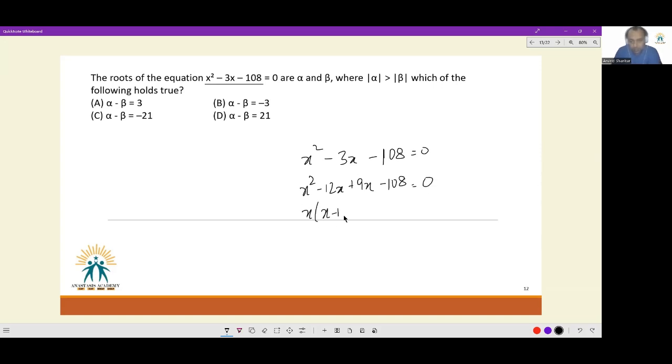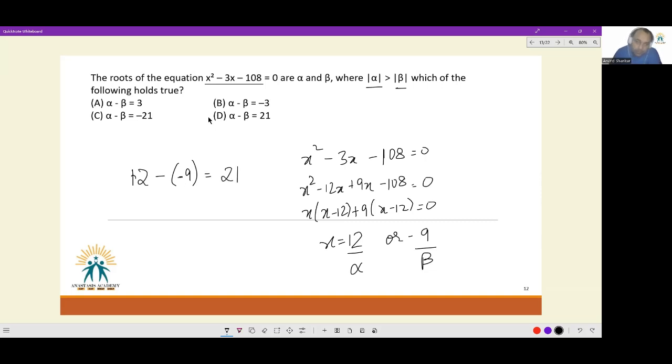x times (x minus 12) plus 9 times (x minus 12) is equal to 0. So x is equal to 12 or minus 9. These are the two potential values. We are told mod alpha is greater than mod beta. So this is alpha, this is beta. Finally, we are looking for alpha minus beta in every expression. So 12 minus 9... or rather, 12 minus (minus 9), the final result will be 21, which is option D.